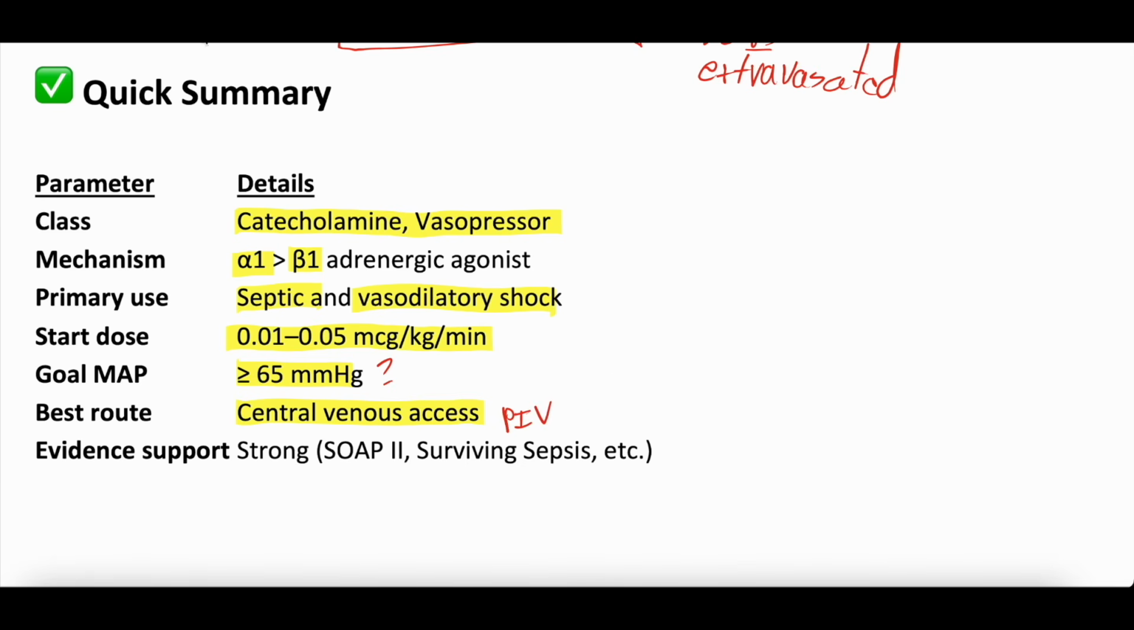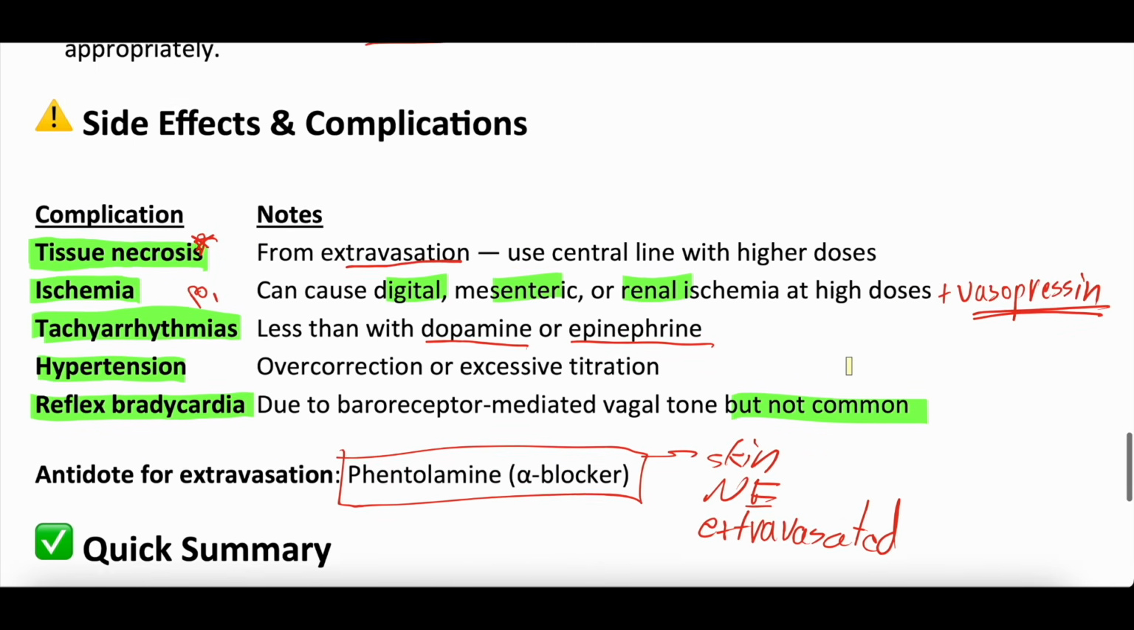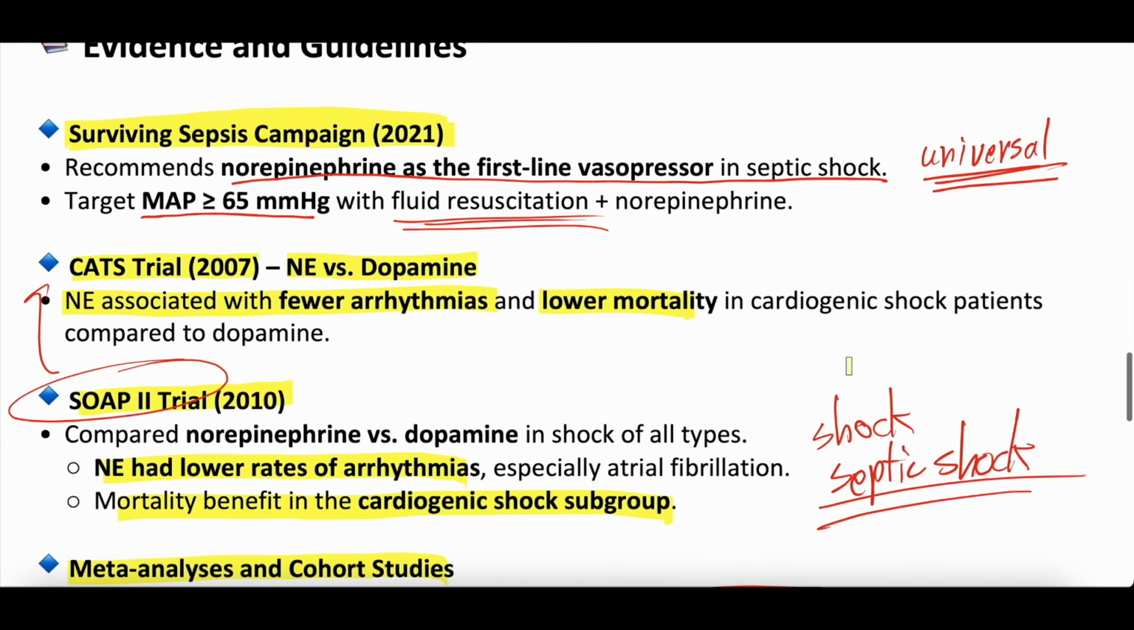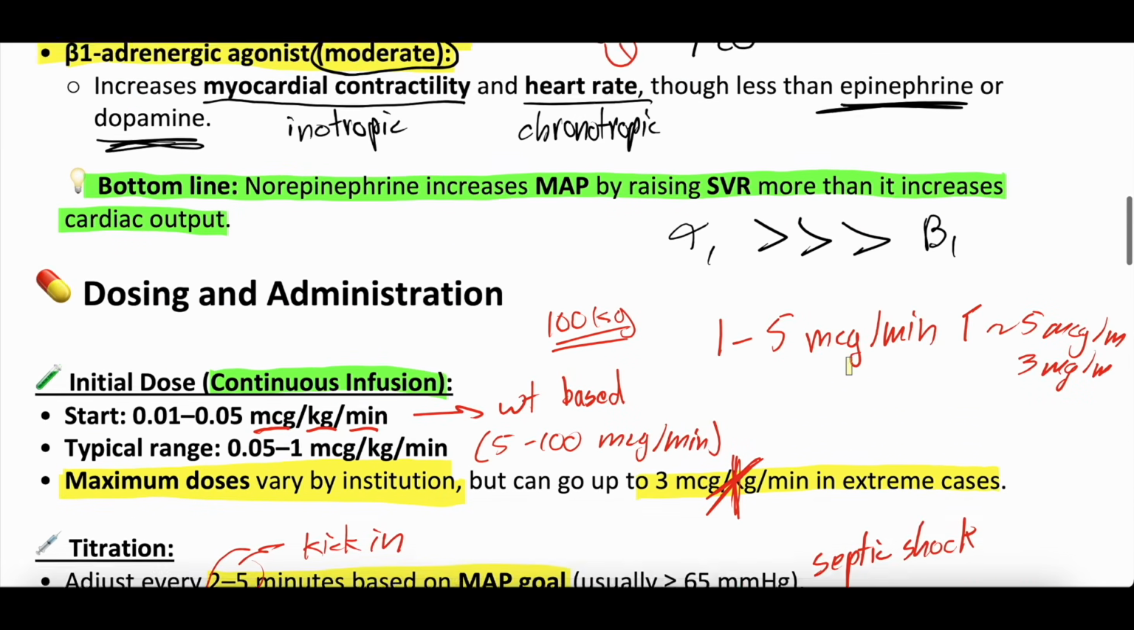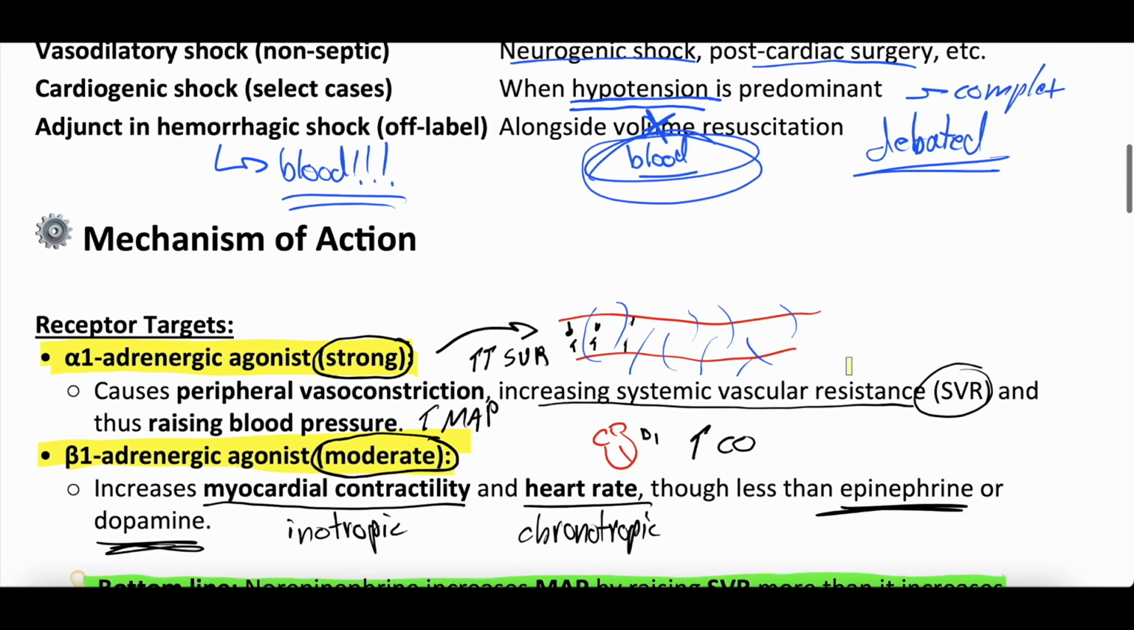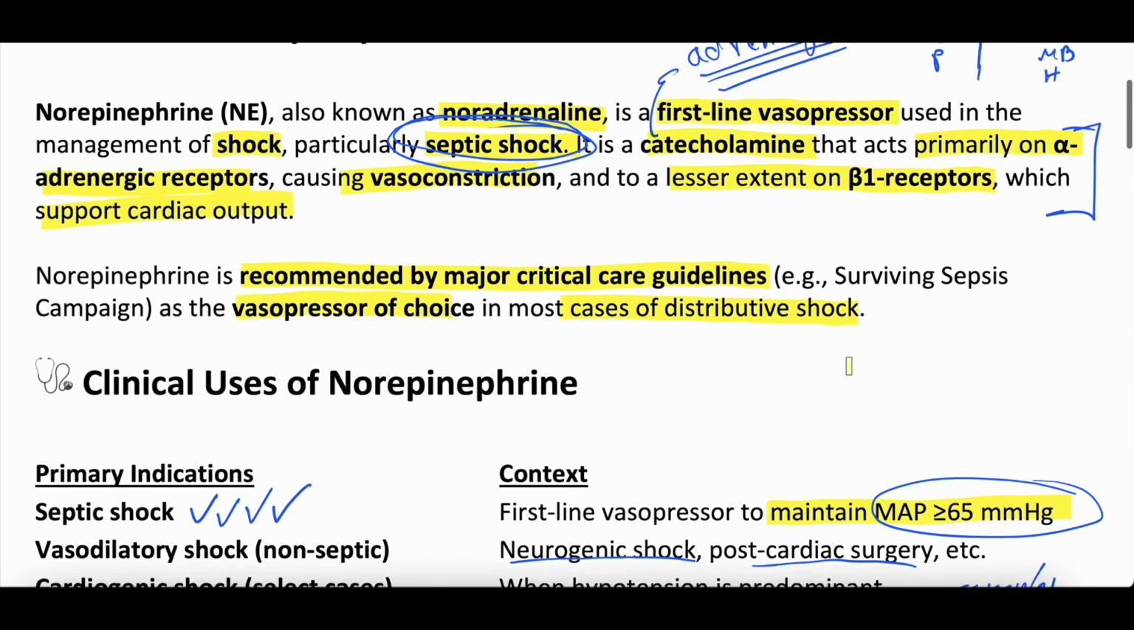And then the evidence supporting norepinephrine use is really strong, especially compared to other vasopressors like dopamine. So norepinephrine is the workhorse of our vasopressors. You're going to see this a ton in the clinical arena for patients who are sick. It's really important to know about it. It's important to know how it works, what to look out for, how to use it, and all that jazz.